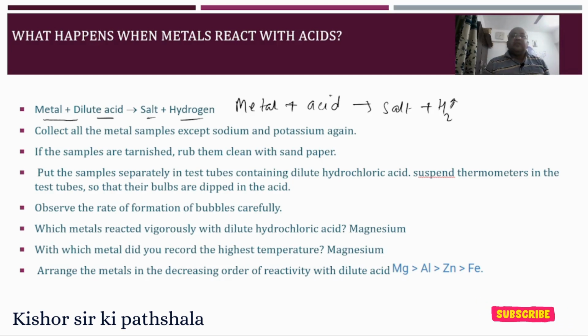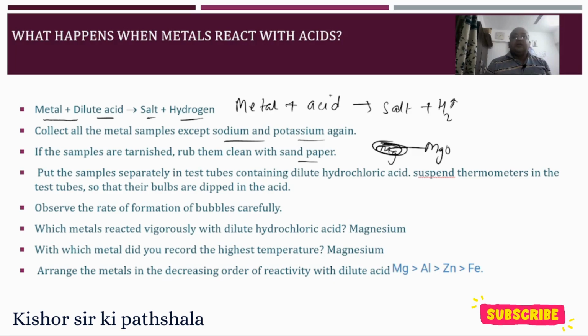Okay, right. So let's collect the samples except sodium and potassium, as you know that these are much reactive metals. Let's then take metals such as magnesium and zinc, and clean them with sandpaper. Why is this cleaning necessary? If we take magnesium, you'll see a layer of magnesium oxide is formed, which will prevent the inner magnesium from getting reacted.